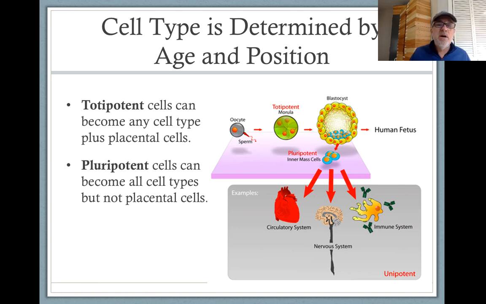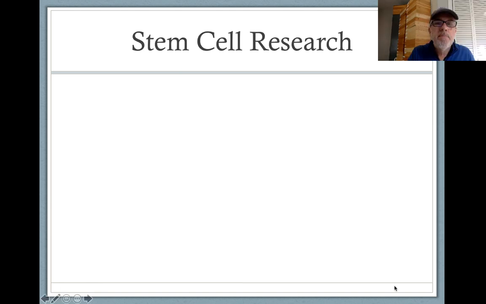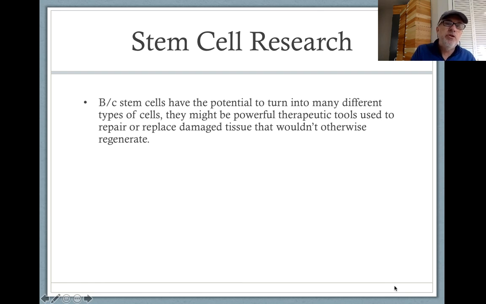Pluripotent cells can become all cell types except for placental cells. And unipotent cells can become only one type of cell. So this is way beyond the scope of this course. But I just wanted you, in case you've heard these words or you'll hear them in the future, to know what they are. Now, I just want to do an aside on stem cell research.